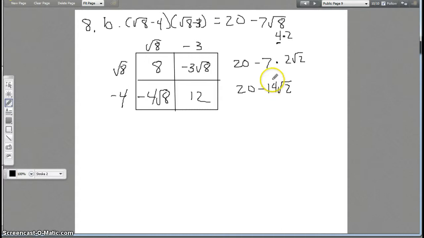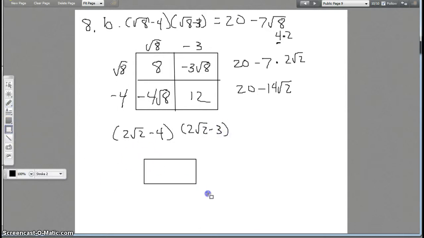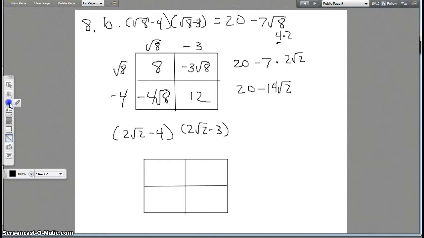Another way that we can work it is to go ahead and simplify before we do anything else. We have root 8 here and here. We just simplified to find that root 8 is actually 2 root 2. So I can rewrite my problem as 2 root 2 minus 4 times 2 root 2 minus 3. So let me draw my new box and put in my grid lines. Okay, so I have 2 root 2 minus 4, 2 root 2 minus 3.